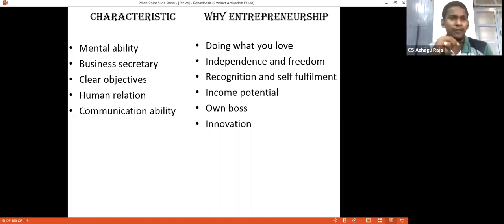And why entrepreneurship? These are the things that we have seen so far. We have seen who the entrepreneur is, what the traits of an entrepreneur are, and what the characteristics of an entrepreneur are. Now we are moving on to why entrepreneurship. Why should you have entrepreneurship? Entrepreneurship allows you to do what you want to do, doing what you love, your passion comes into reality.